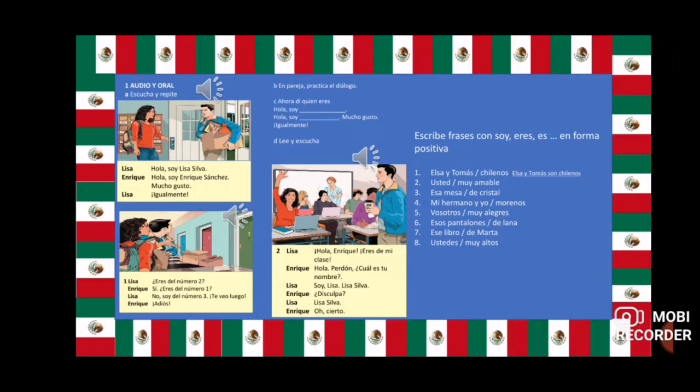Okay, we have now the part B. En pareja practica el diálogo. In pair practice the dialogue. Okay, part B. So after that you are going to practice only that. Part C. Ahora di quién eres. Now say who you are. So in this part you are going to replace the names in the first picture and you are going to put your name and the name of the person that you are going to practice, okay? So that is optional if you want to do it with somebody else.